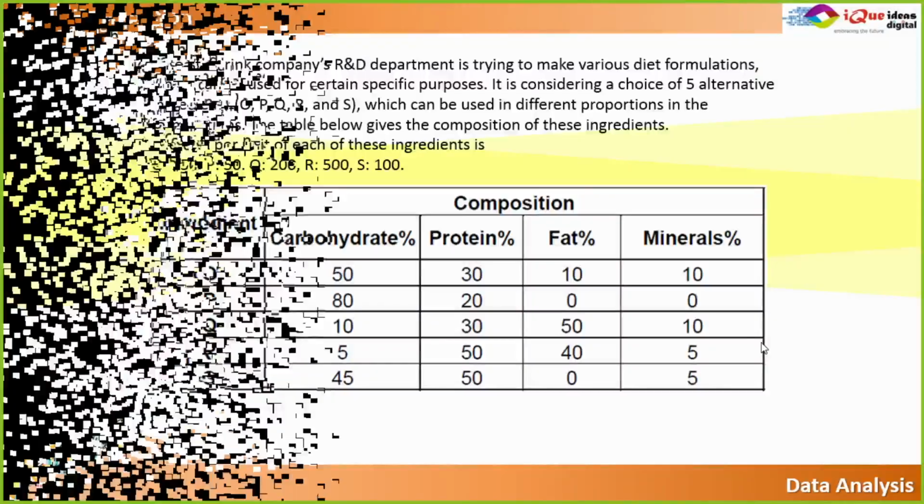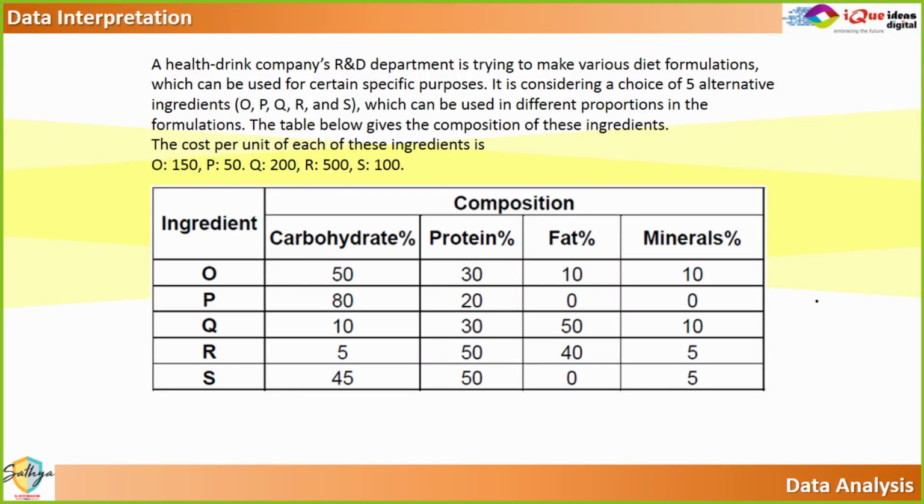So here's the first set of questions. Here's the data. First, read and understand the data, and then we will take a look at the questions. Of course, I'll present this table with each question. But first, let's take a look at the information which is given and try to understand it. So it says that a health drink company's R&D department is trying to make various diet formulations which can be used for certain specific purposes. It is considering a choice of 5 alternate ingredients, O, P, Q, R, S, which can be used in different proportions in the formulation.